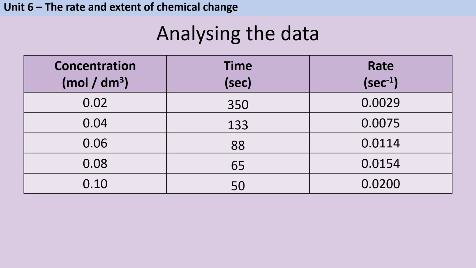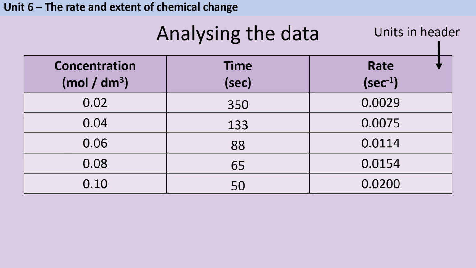To analyse the data with this practical, I'm going to list my concentrations with the times alongside. Remember that your units should only be in the header of a table. You shouldn't be writing seconds or whatever down in the main body of the table. I'm then going to use those times to calculate a rate. You can see here that the units for time are seconds and the units for rate are seconds to the -1. That means the same thing as 1 divided by seconds. So all we're doing here is taking our time, say 350 seconds, and doing 1 divided by that 350 to get our rates.